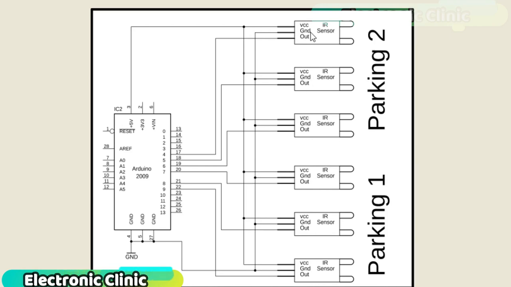These are the 6 infrared sensors. Each infrared sensor represents a slot. VCC of all the infrared sensors are connected together and is connected with the Arduino's 5V. Similarly, the ground pins of all the infrared sensors are connected together and is connected with the Arduino's ground, while the out pins of the infrared sensors are connected with pin number 4, pin number 5, pin number 6, pin number 7, pin number 8, and finally pin number 9.